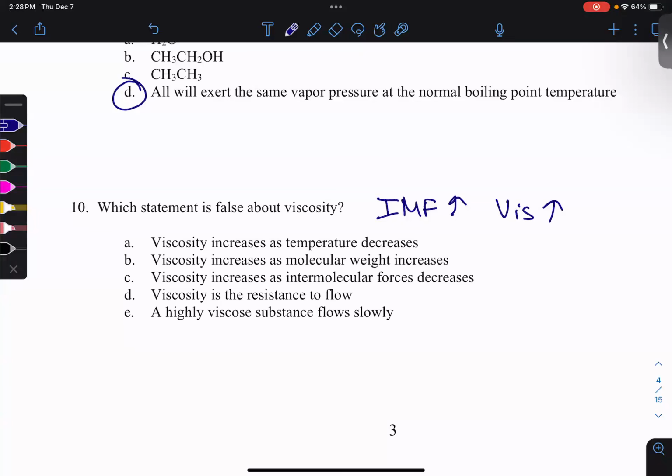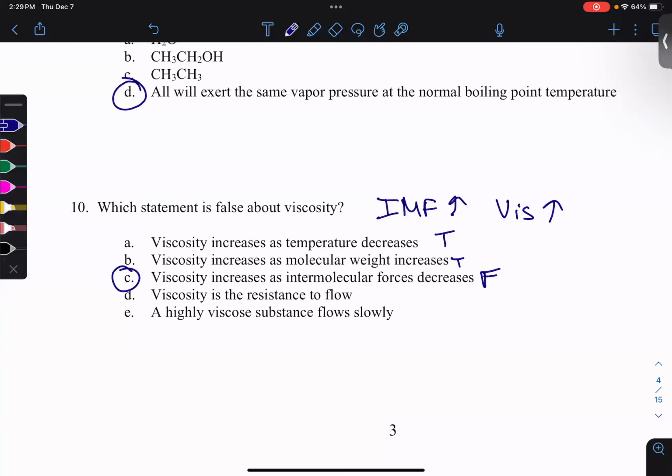Viscosity is slowness of pouring, all right? So if I cool it down, it flows slower. Is that true? Yes, okay, great. Viscosity increases as molecular weight increases. Yes, that's true, because as molecular weight increases, LDF increases, okay? LDF increases, your total IMF increases, so viscosity increases. Viscosity increases as intermolecular forces decrease. No, that one's false. Yeah, so that is the false one.